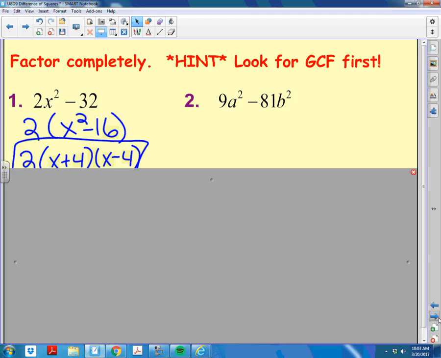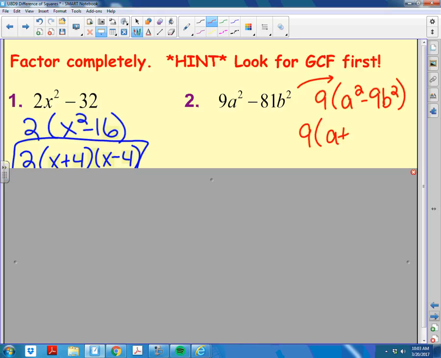Number 2, is there a GCF? I'll show you. Really? Same number doesn't go into 9 and 81? Pretty sure 9 does. So I'm going to pull out the GCF, and I get a squared minus 9b squared. Is that still the difference of two perfect squares? Is a squared a perfect square? It's 9b squared. So what we're left with is 9a plus 3b, a minus 3b.